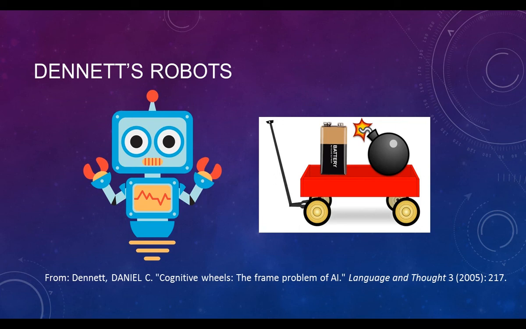So they shove R1D2 into the room with the battery and the bomb, and it just sits there until the bomb blows up and destroys it. So they go back to the logs and ask, okay, what was it doing when it was just sitting there? Well, R1D2 was doing the following. It was saying, if I pull the wagon, then the battery will come along. If I pull the wagon, then its wheels will turn. If I pull the wagon, then its position relative to Venus will change. If I pull the wagon, then its position relative to that wall will change. If I pull the wagon, and on and on and on.